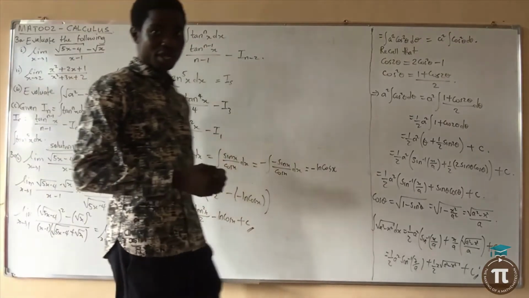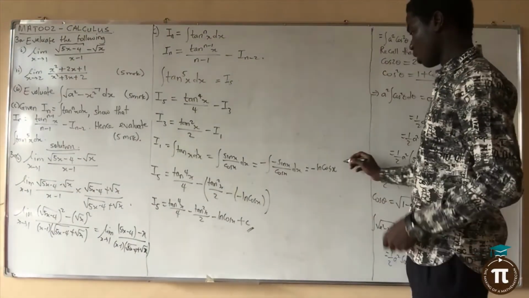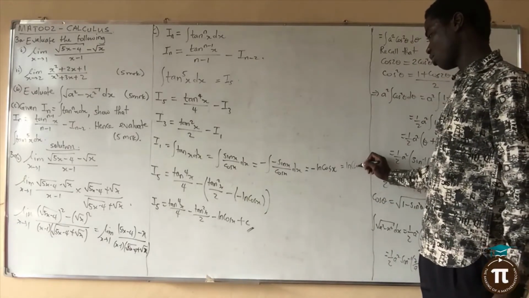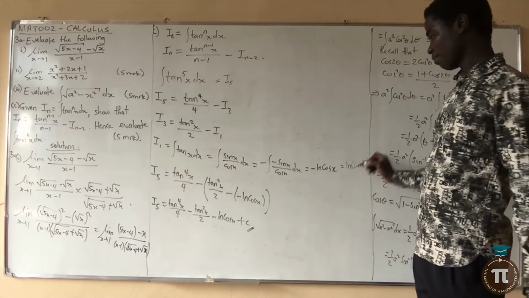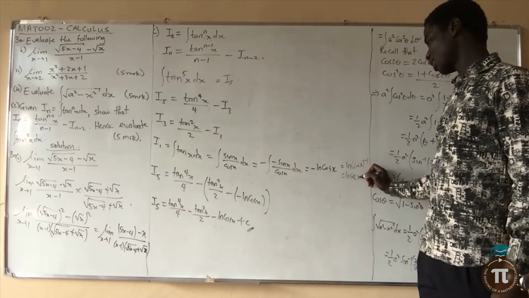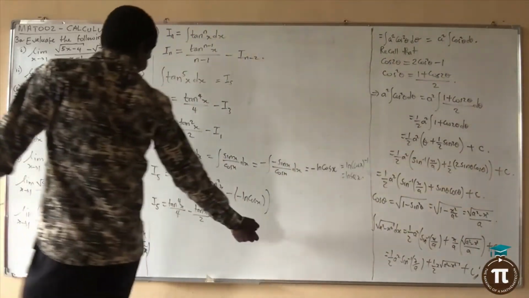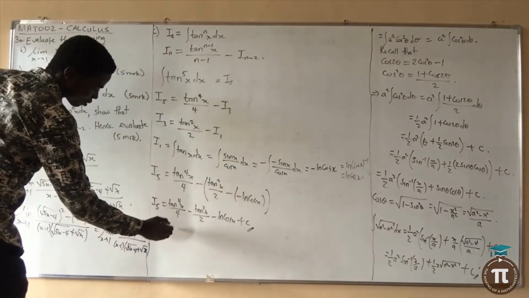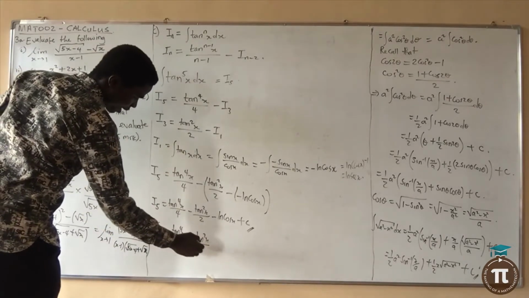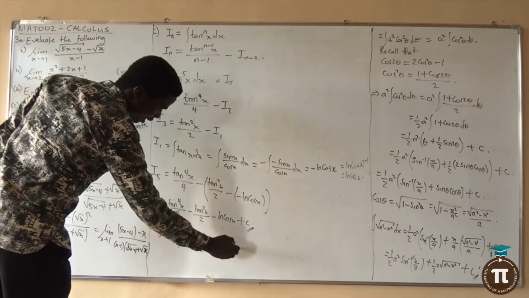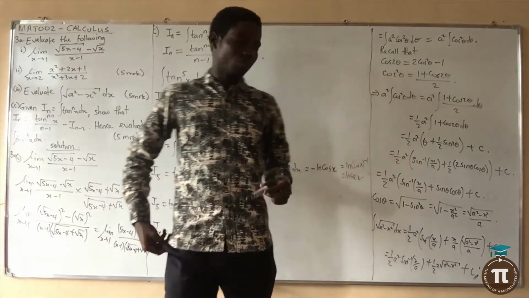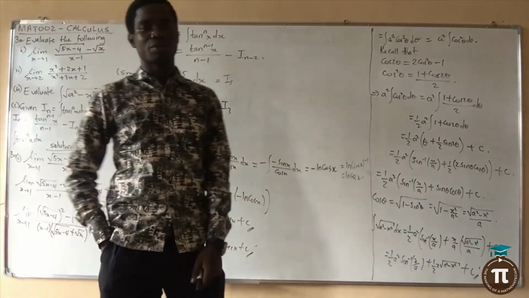You can leave your answer this way, or look at it. This ln cos x, you know, this ln is a log function. We can have ln cos x raised to the power of minus 1, and 1 over cos x is sec. So this one can also be ln sec x, but in that case, this will be plus. So I5 is equal to tan 4x divided by 4 minus tan square x divided by 2 plus ln sec x plus c. Whichever answer you arrive at is correct. Whichever way you want to give your answer is also correct.